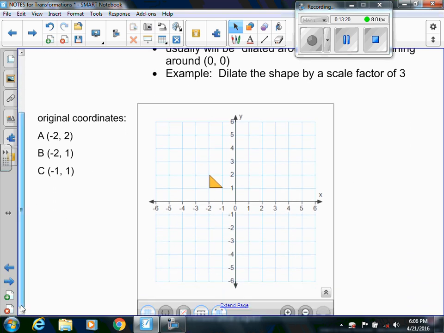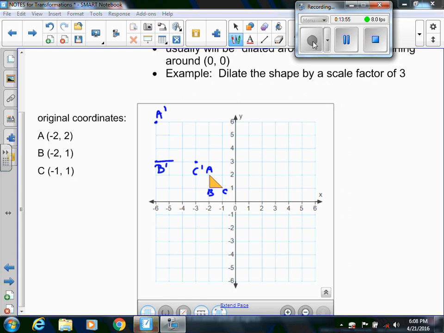And again, my little fancy thing did not work. So I'm going to have to try to show this to you. So here we go. Okay, again, this is going to be A, this is going to be B, and this is going to be C. My A prime is going to wind up being -6, 6. So right up here, this is my A prime. My B is going to be -6, 3. This is my B prime. And my C is going to be -3, 3. And that is my C prime.